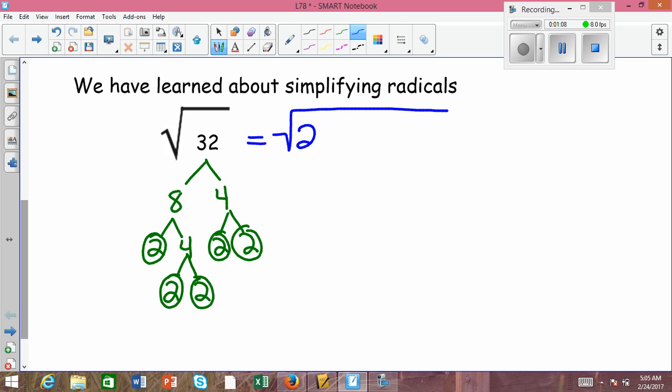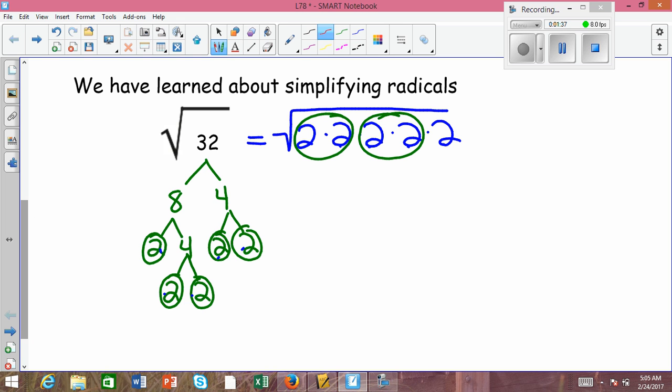of 2 times 2 times 2 times 2 times 2. 1, 2, 3, 4, 5. Always check to make sure you have the right number. 1, 2, 3, 4, 5 of them. Okay? Remember, after we found all of the prime factors, we then took out groups of 2. So here we would take a group of 2. Here we would take a group of 2, and we have a lone one. That's sad. We can't do anything about it.